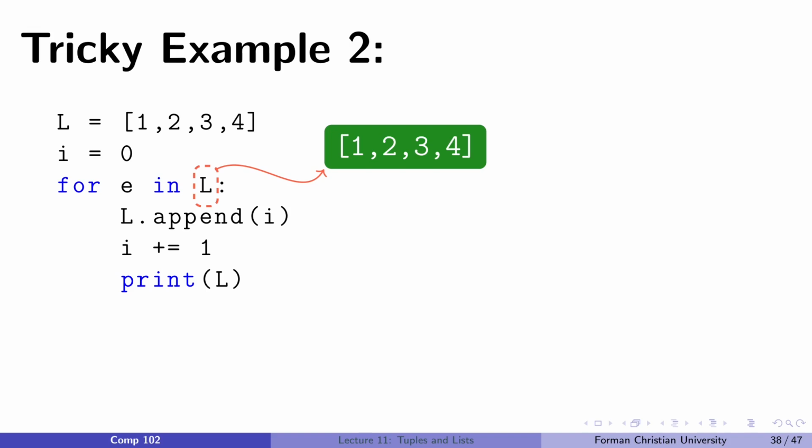Now watch what happens when we change the loop. This time we iterate over L directly. We are not iterating over a range. So there's a very important difference as compared to the previous slide. Now, in the first iteration, e is 1. We append i, and the list grows.